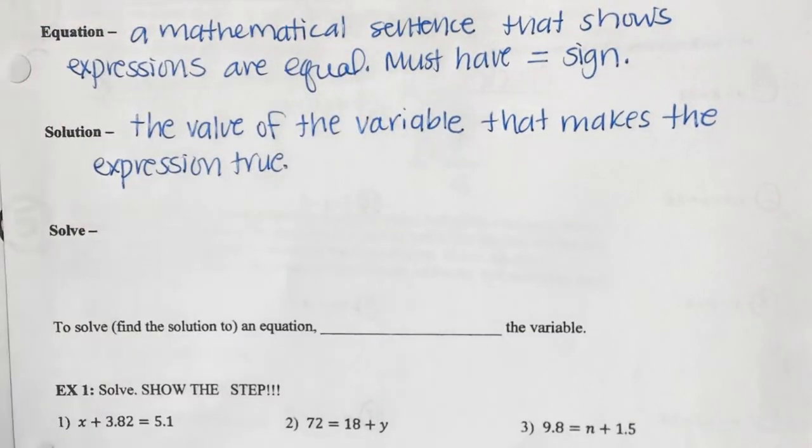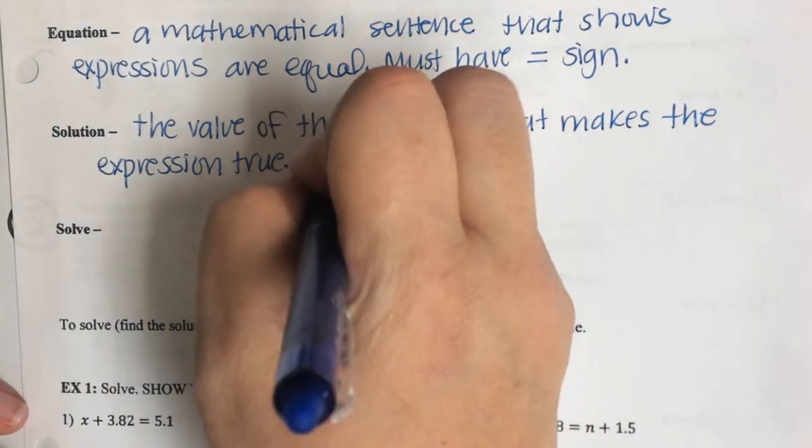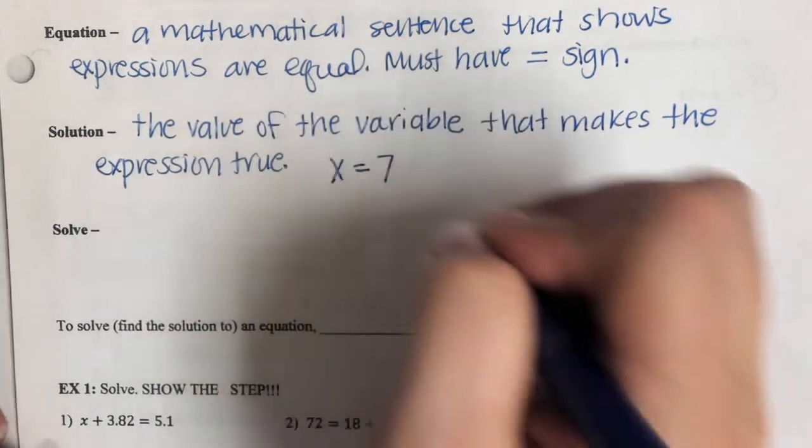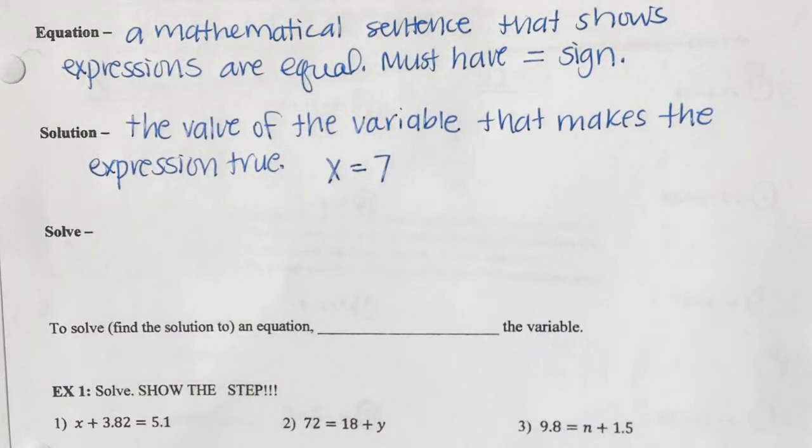Now, when we have a solution, it will be written with a variable, an equal sign, and your number. Now, it could say 7 equals x or x equals 7 either way, but you won't just have the number 7. Okay? You will have something variable-wise equal to your solution.